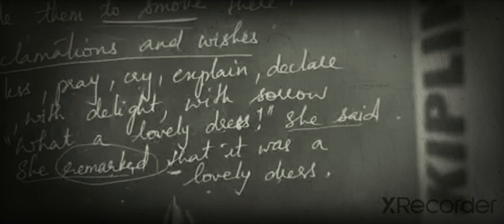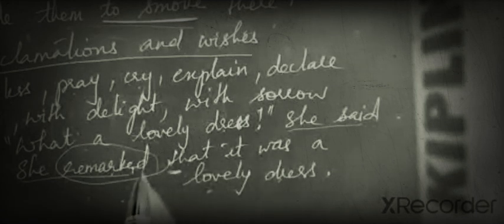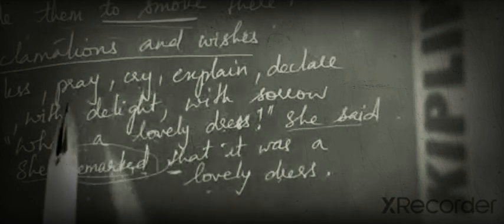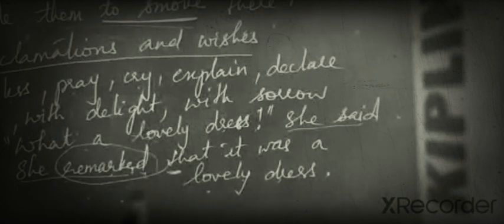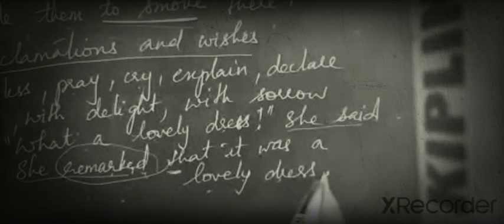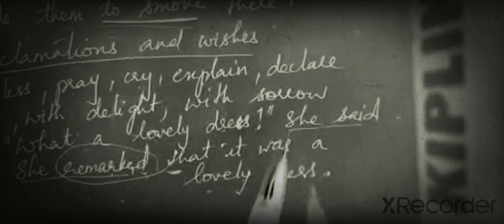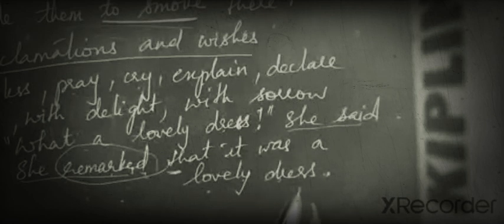Okay, and then we change it like this. So more focus is given to the introductory word. In other cases, it just takes the reverse of it. So in the past form, it goes on. She remarked that it was a lovely dress. So the exclamation mark and all gets changed, and the inverted comma also gets changed, and it becomes a sentence like this, ends with a full stop. So this is how we change exclamations and wishes.